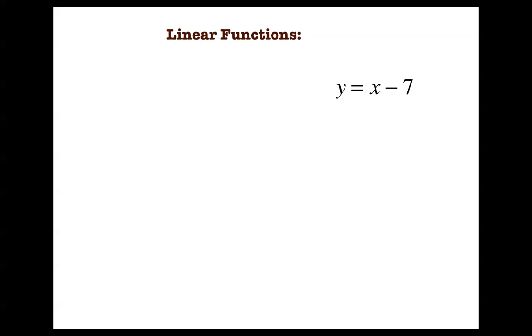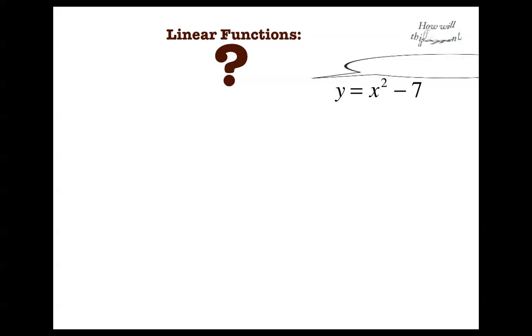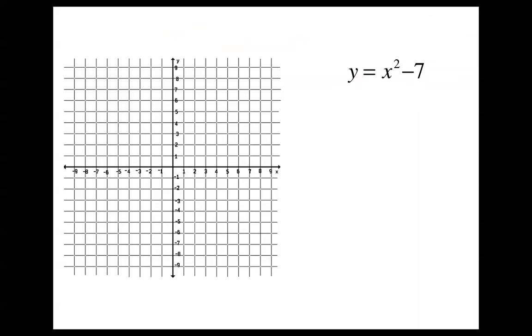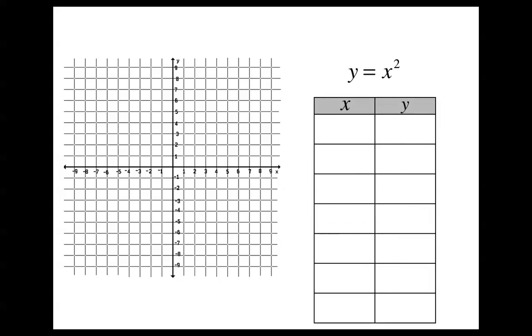But what if we took that y equals x minus 7 and made it into y equals x squared minus 7? Would it still be linear? How will this exponent affect the function? Let's find out. In order to make this a little bit simpler, let's just drop that minus 7 and just make a graph of y equals x squared. We're going to do that by making a table first. And I'm going to pick some x numbers and plug them in and see what y comes out to.